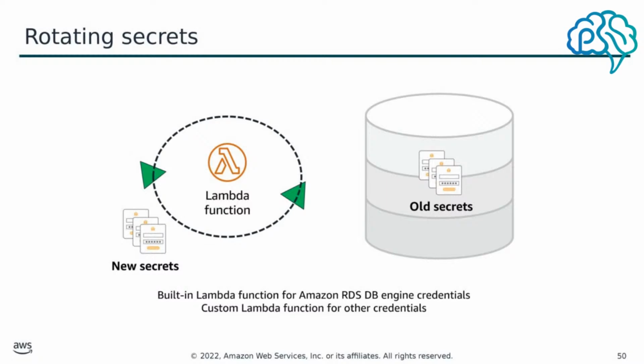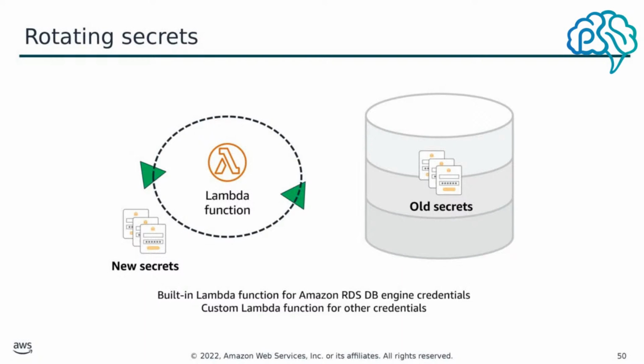In terms of rotating the secrets, here's a good strategy. You would have a function that contacts the DB for a new credential. The manager would then store the credential with the AWSPENDING label. The new credentials are tested, and then they're made default with the AWSCURRENT label.